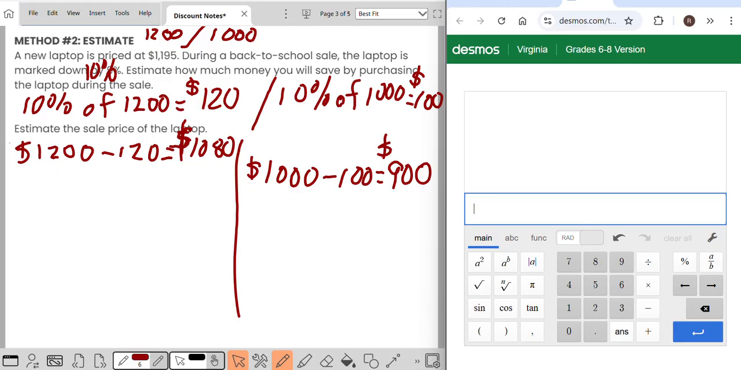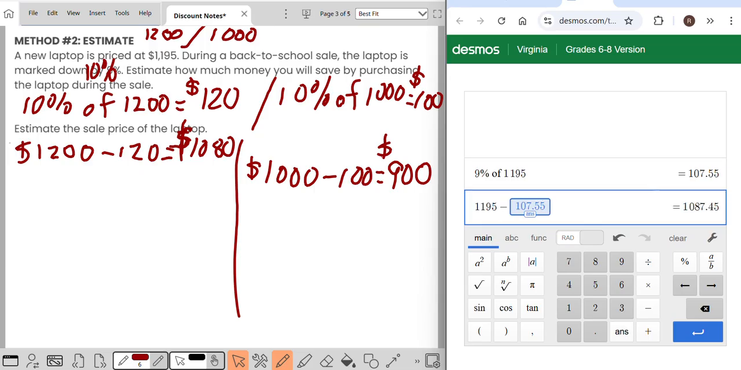method and say, all right, let's say that our cost is $11.95, but we want a discount by 9%. So let's put in 9% of $11.95. Now I'm doing the actual here, not the estimate anymore, but I want to show you which one would actually be closer to the real amount if you weren't estimating. So we're going to subtract our answer, and that gives us $1,087.45.